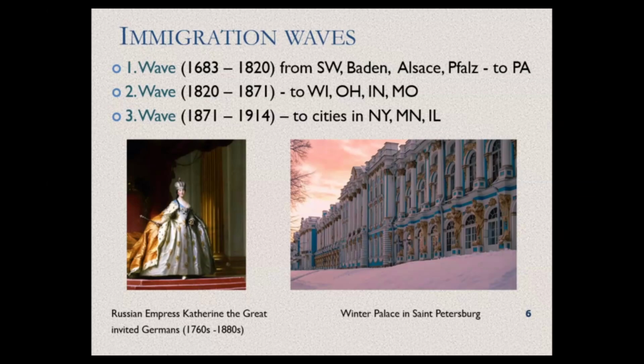So you can see that the first wave was primarily from southern Germany, those areas. And the second wave, they settled in different states, as more territories in the US were opened. So then another wave started.